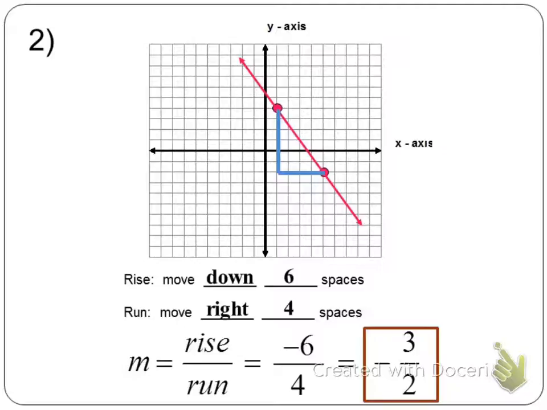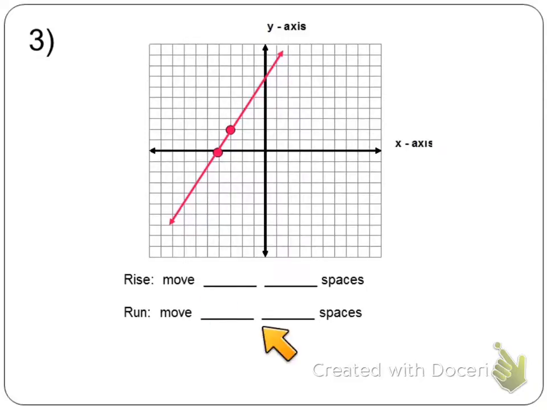All right, any questions? Here's number 3. So again, I'll give you a second to write this part down. All right, so let's figure out our rise. Remember, I always start at the left point, so I'm going to rise how many? 2. So I'm going up 2 spaces.